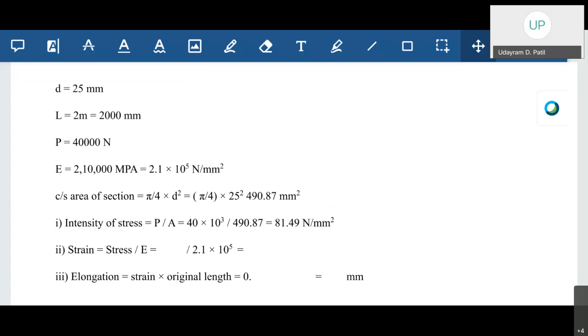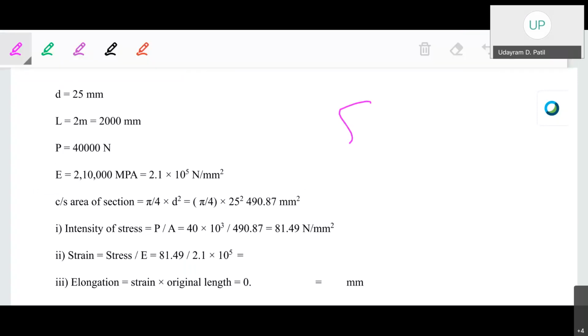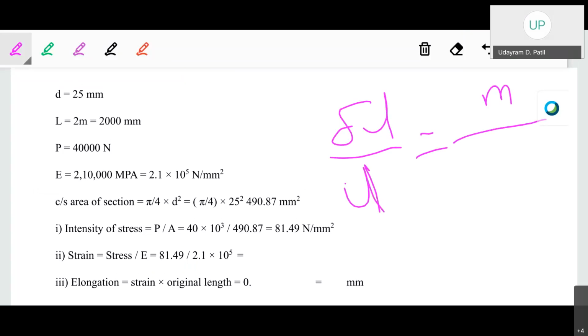Similarly, putting that value in the stress to calculate the strain: 81.49 divided by the Young's modulus 2.1 multiplied by 10 raised to 5 will give us the value of the strain. As we already know, the formula for the strain is delta L divided by L. The unit of delta L will be in meter, so the unit of the total length will be in meter. Therefore the strain will have no unit.